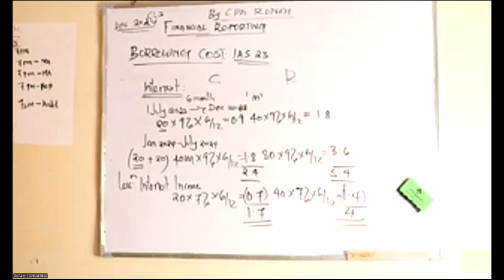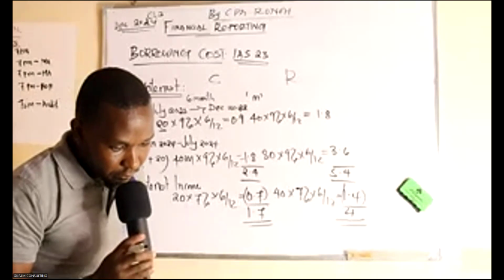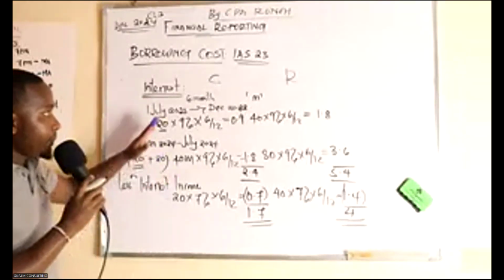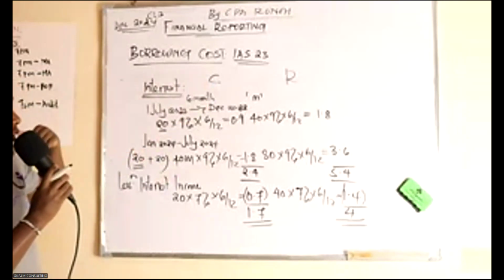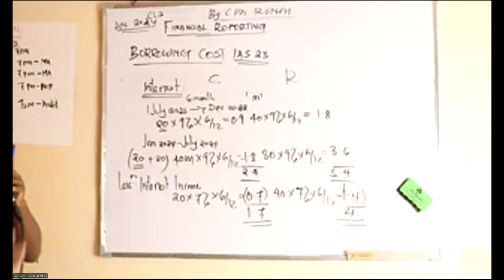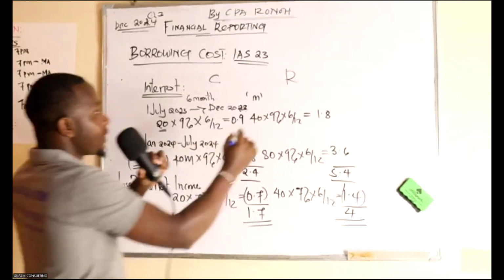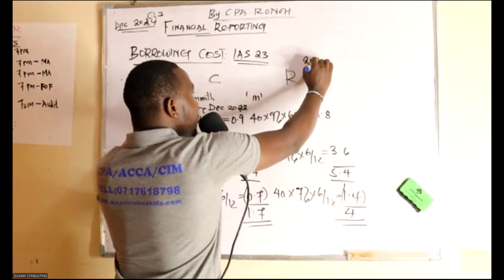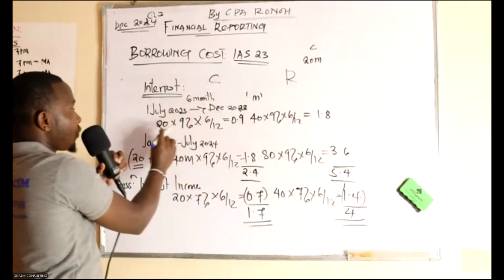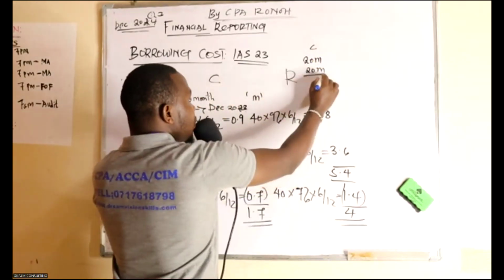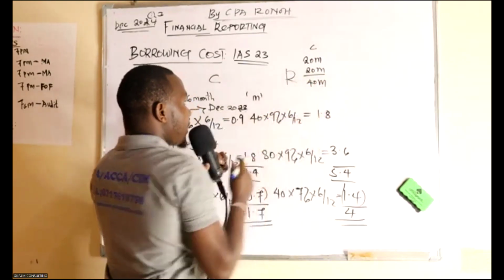The total value of the investment. So for this project C, what is the total value of the investment before this cost? 20 million plus another 20 million, which is coming to 40 million. That is the total cost.